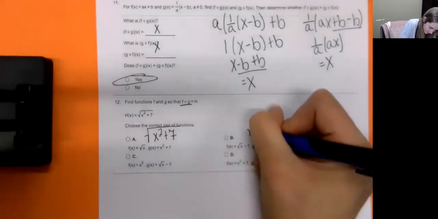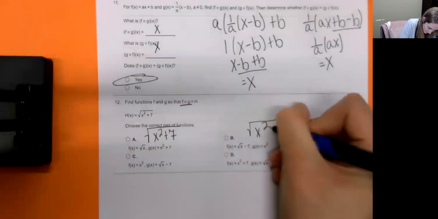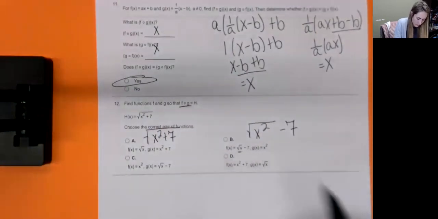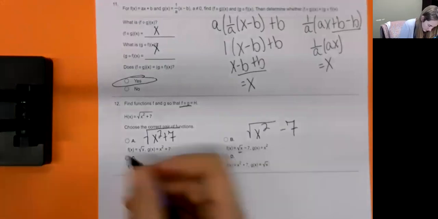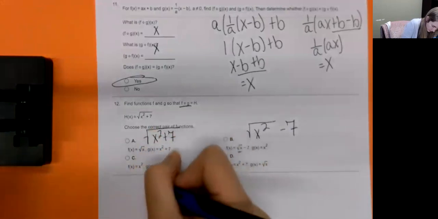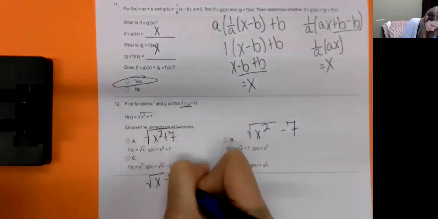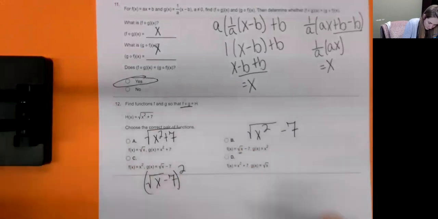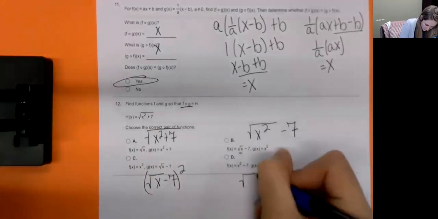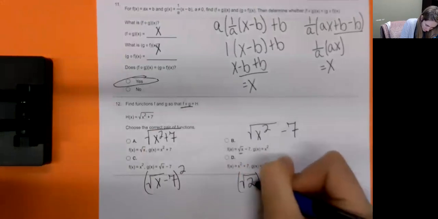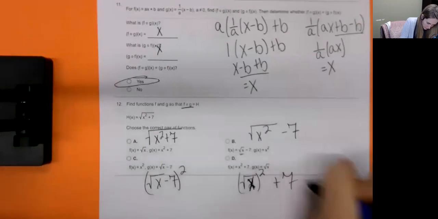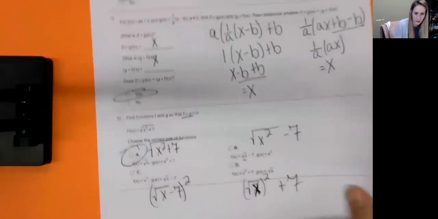So here we'd have the square root of x squared, and the subtract 7 would be on the outside, because they just have the square root of x here. This is x squared equals, so we'd have the square root of x subtract 7, and all of that would be squared. Here we'd have the square root of x squared plus 7. So 8 is our answer on that one.